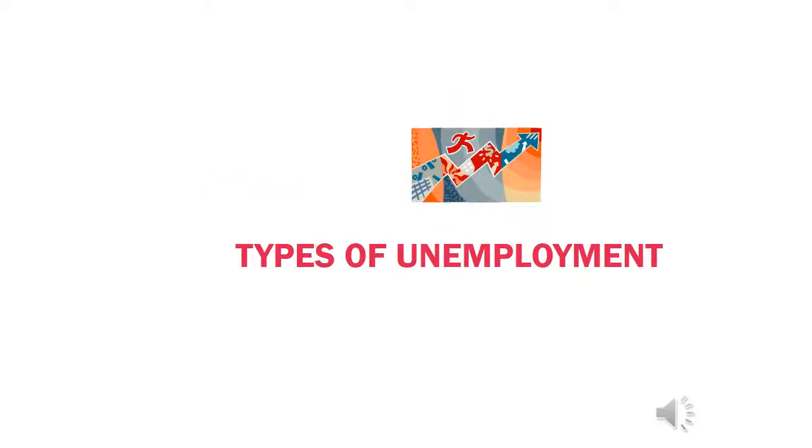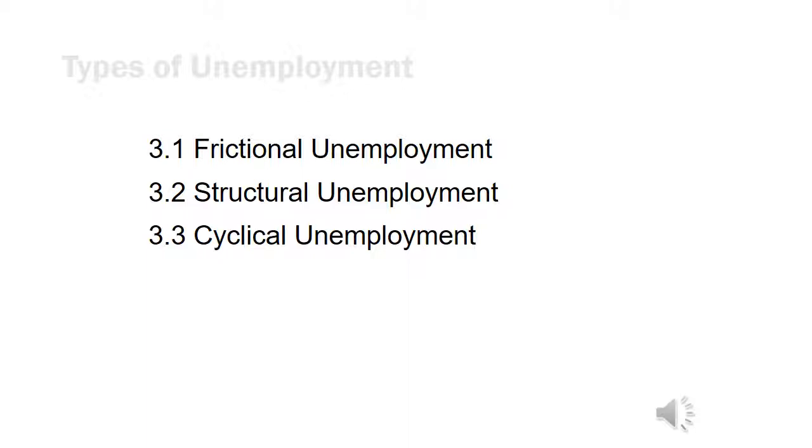Now we have learned how to calculate the unemployment rate, which covers the number of people who cannot find jobs. They want to work but they cannot find jobs. Let's take a look at the different types of unemployment that we have. These are the three, and you must remember them for your tests and exams: frictional, structural, and cyclical unemployment.